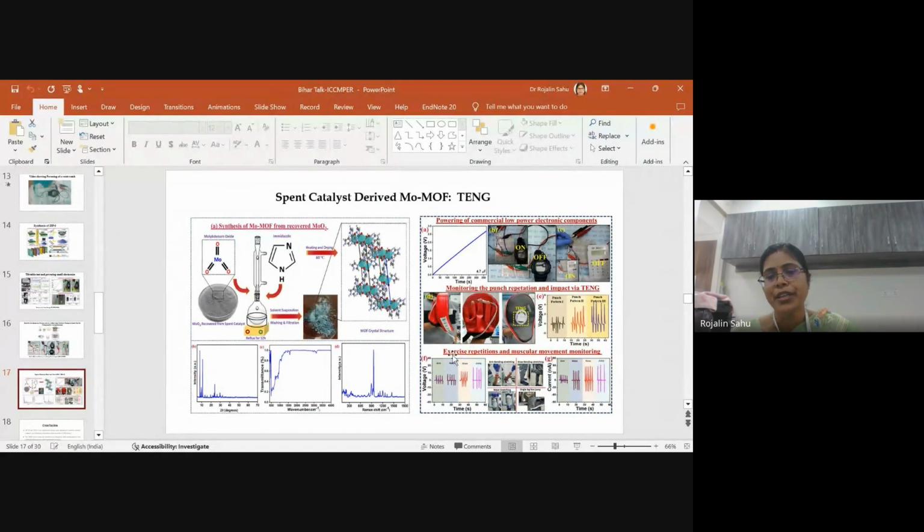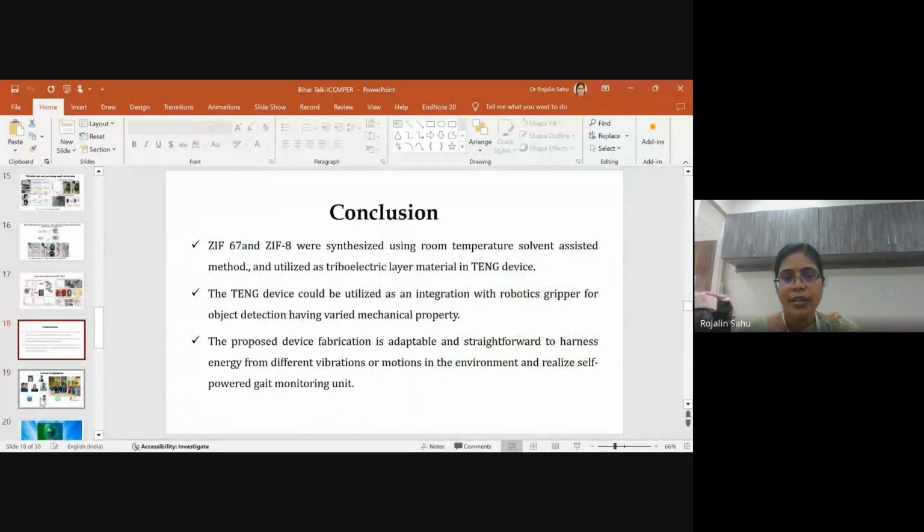And here we have used it in a different way to monitor punch repetition during boxing. So three different materials are being used to fabricate three different devices, to be used in real life applications, to get monitoring data, to power small electronic devices, and to be used in robots. So here again, we have used it in the tilt table test and to monitor punches. So this is all about today's talk.